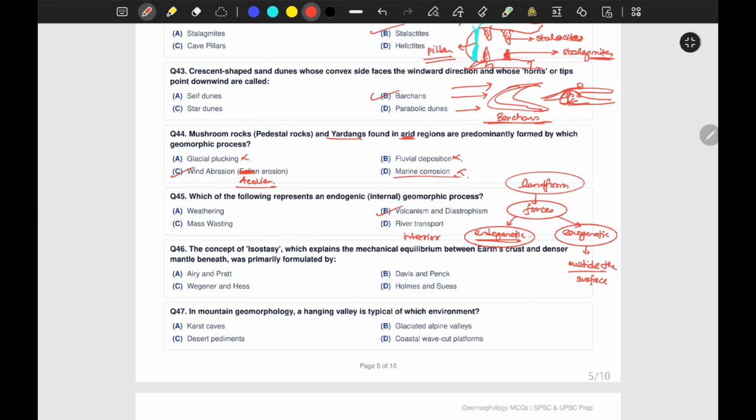See, endogenic, like volcanism. The volcano has its origin inside the earth, like earthquakes and all. Those are endogenic. Whereas exogenic, what are exogenic? For example, you have rainfall, precipitation of any form, or you have the temperature, like heating up from the sun. So those are exogenic forces. These two forces give shape to a certain landform.